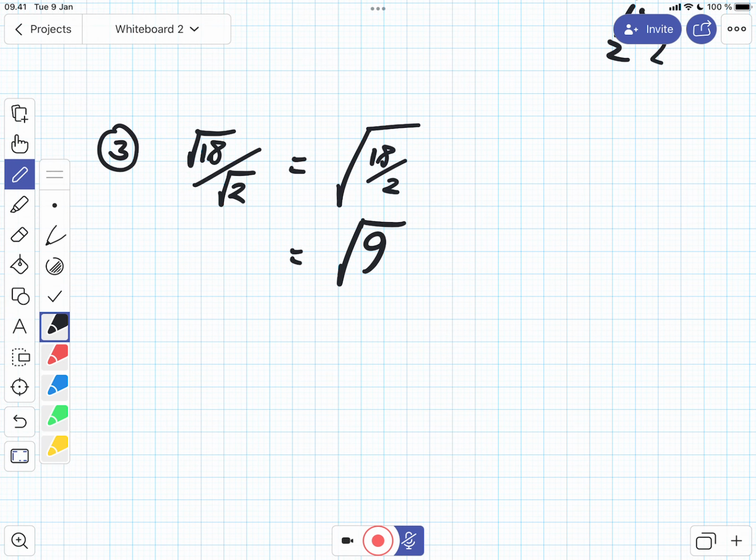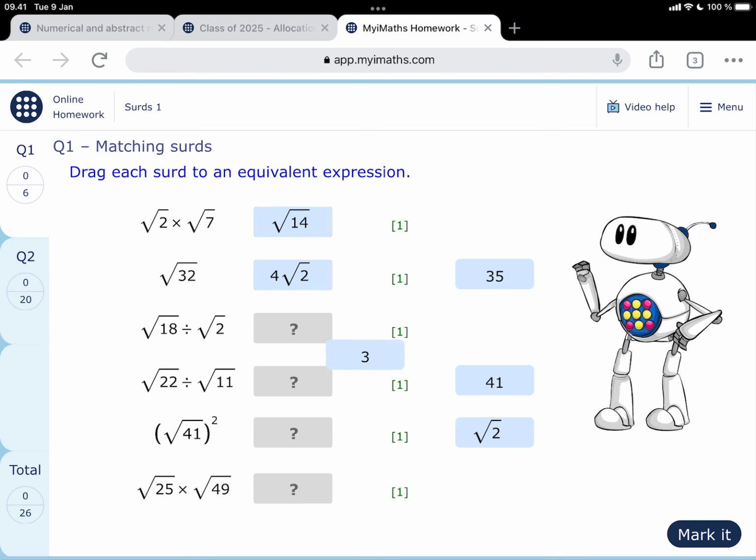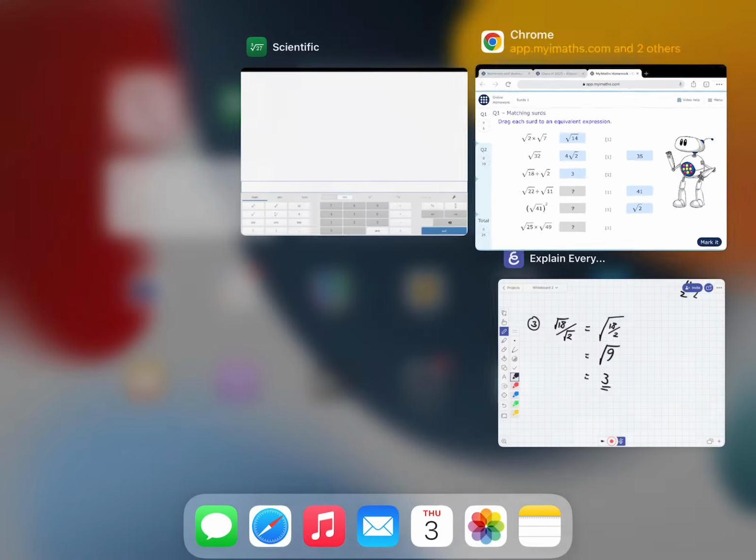So that's the same as the square root of 9. And 9 is a square number. So the final answer comes to a nice round 3. So I'll just take that and drag 3 over on my screen. Okay, next one, square root of 22 divided by the square root of 11.